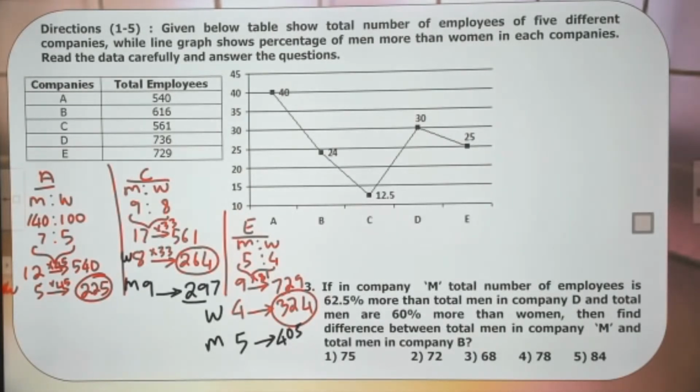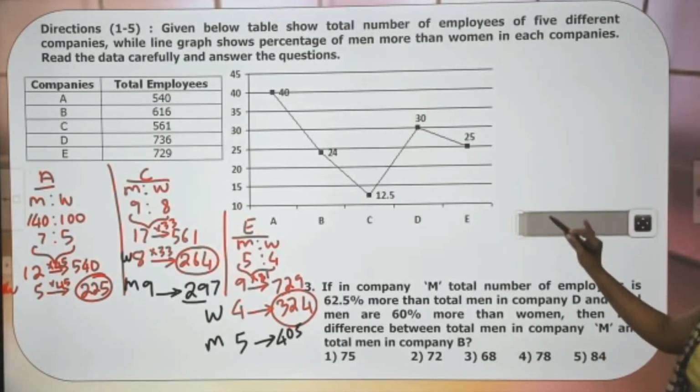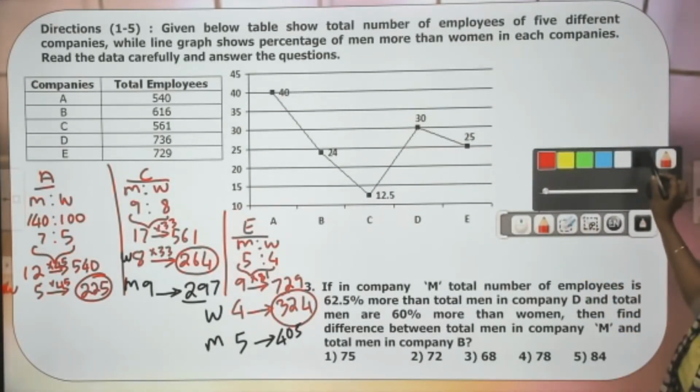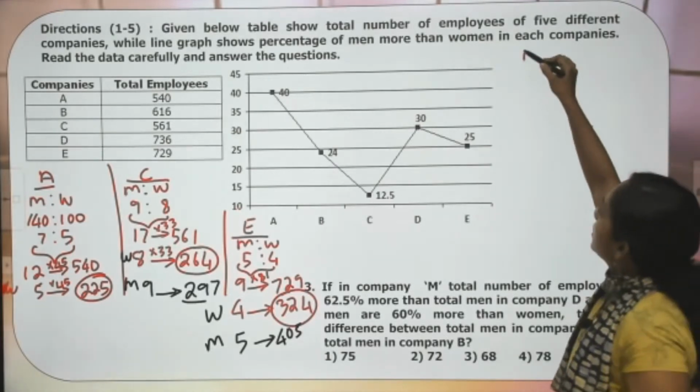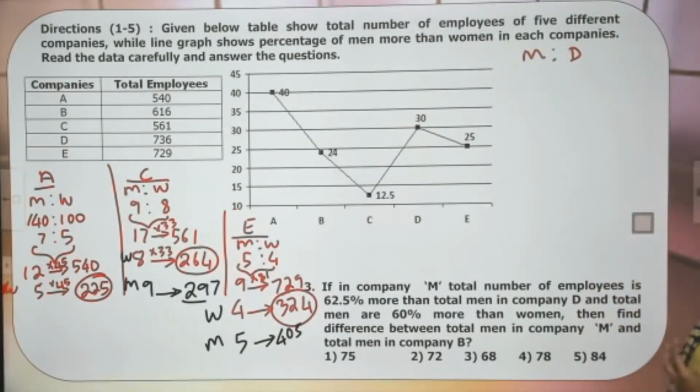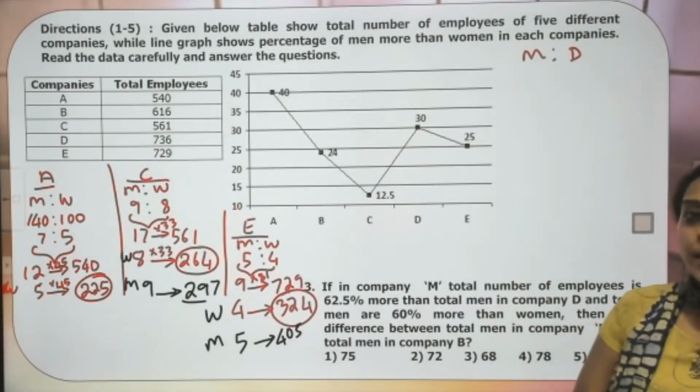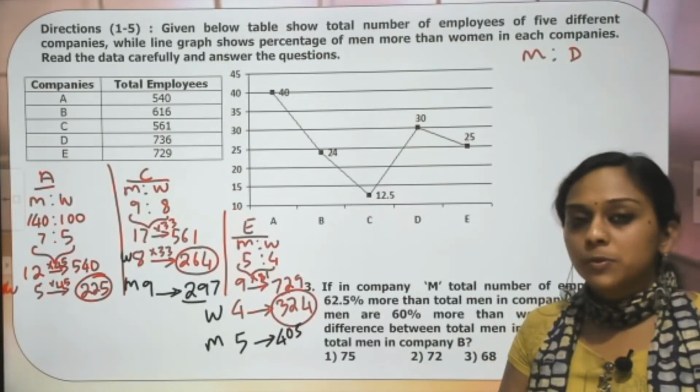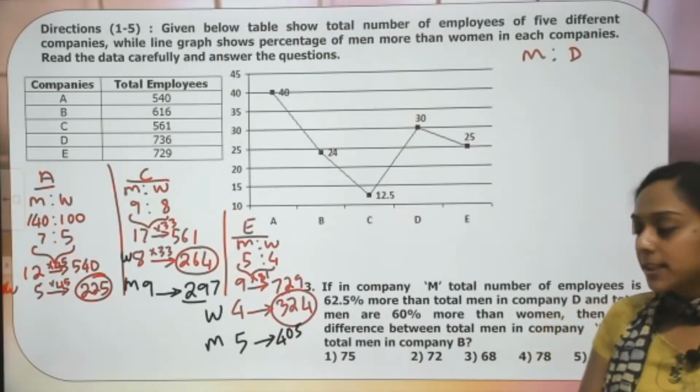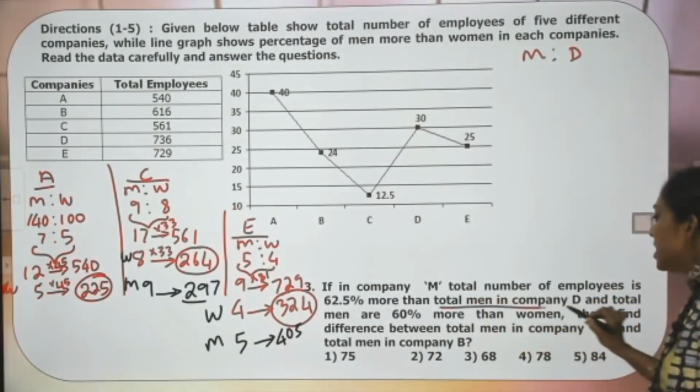Question number 3. A new company is introduced here. If in company M, the total number of employees is 62.5% more than the total men in company D. So first of all, company M is to D. What is the relation given? The total employees in company M is 62.5%, that is 5 by 8 more than the total number of men in company D.